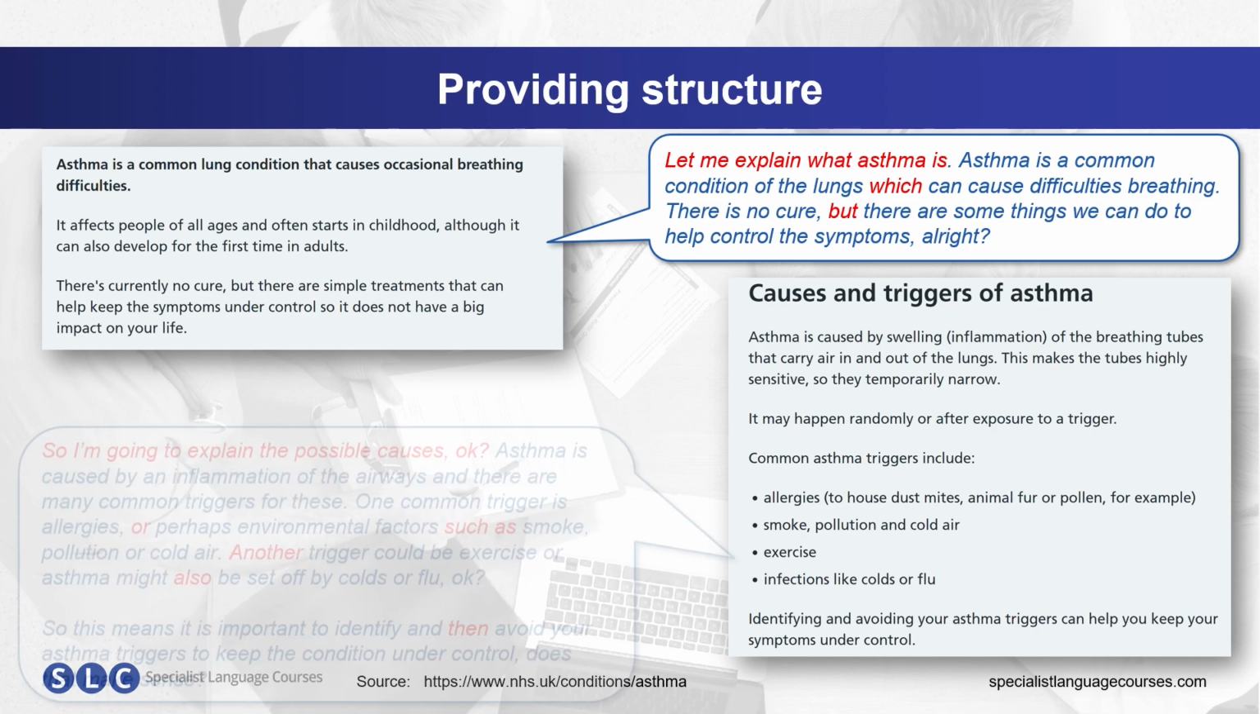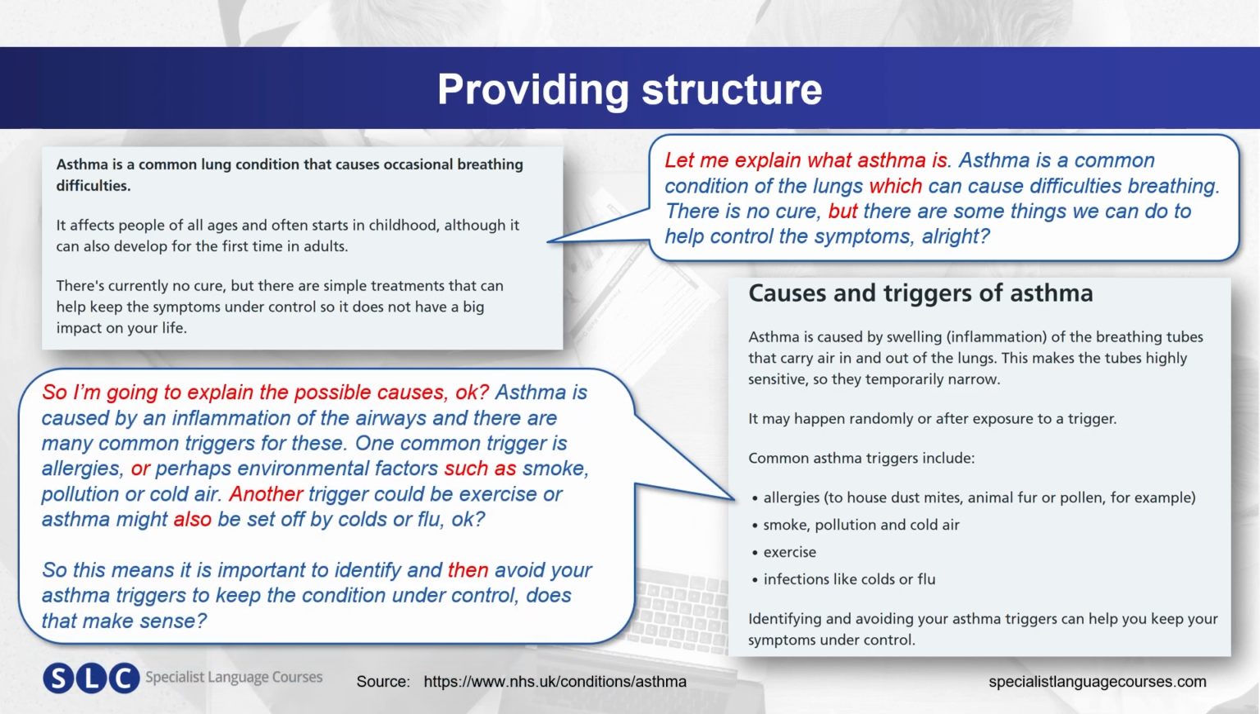Alright? So I'm going to explain the possible causes, okay? Asthma is caused by an inflammation of the airways, and there are many common triggers for these. One common trigger is allergies, or perhaps environmental factors such as smoke, pollution, or cold air. Another trigger could be exercise, or asthma might also be set off by colds or flu. Okay? So this means it's important to identify and then avoid your asthma triggers to keep the condition under control. Does that make sense? In your self-study, have a go at looking up different conditions and practice explaining them.